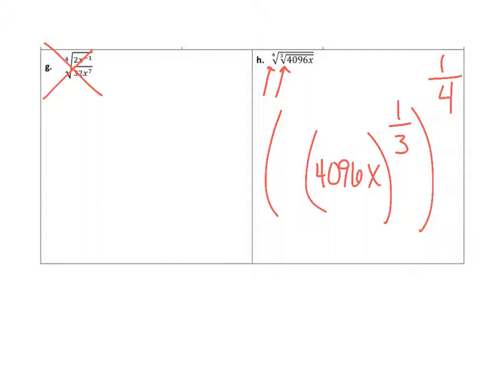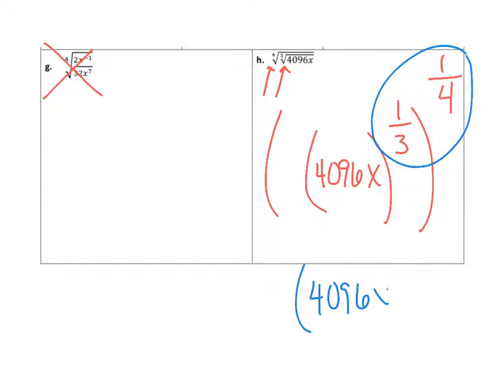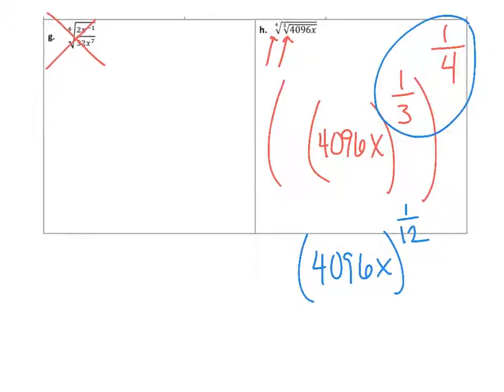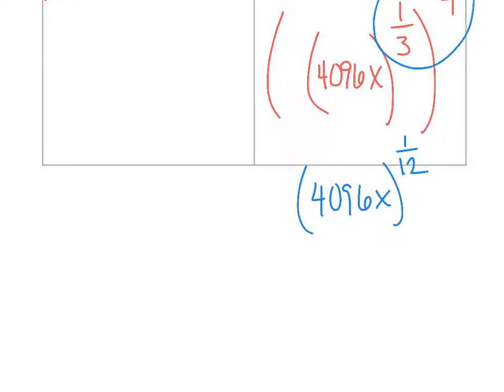The first property I notice is the power property. So I'm just going to multiply my exponents. So I really get 4096x raised to the tops make a 1, bottoms make a 12. So all I'm going to say is that everybody in there gets raised to the 1/12. So this is 4096 raised to the 1/12 and x to the 1/12. And we're done.